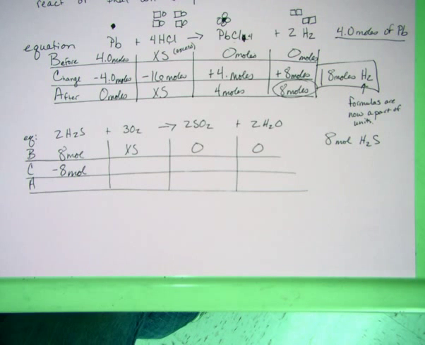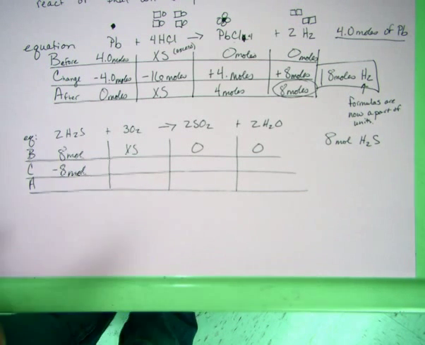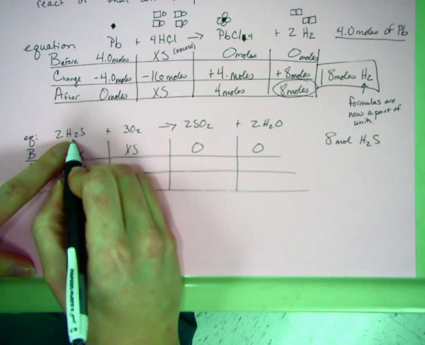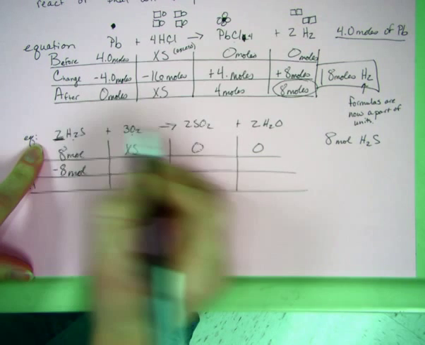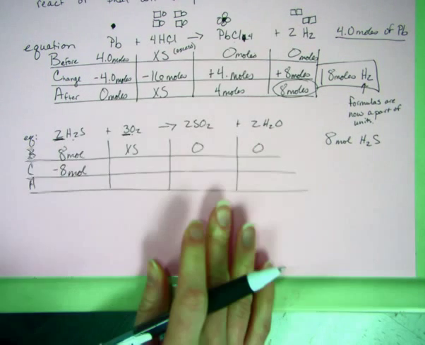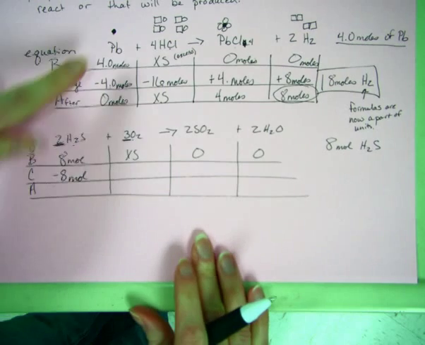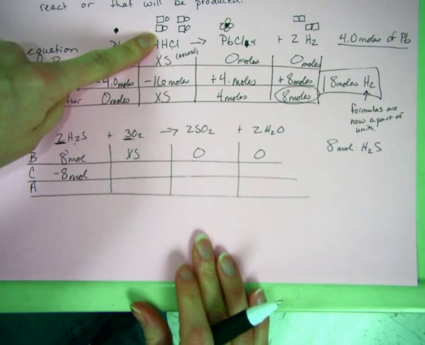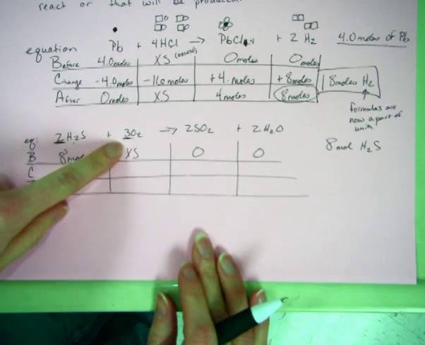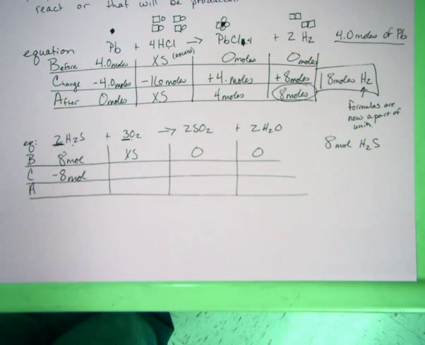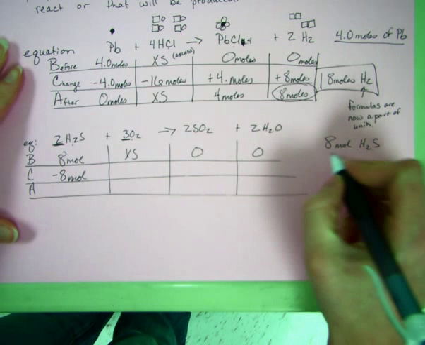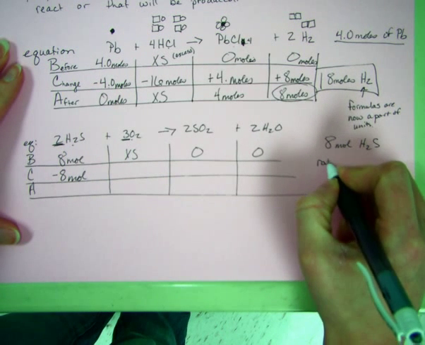Here is where the tricky part comes in. 2 of these need 3 of these. So we need 2 H2S's and 3 O2's. It's not the easy 1 to 4 that we had here. It is 2 to 3. So we need to come up with a way to relate those two together, and we relate that with ratios. So we are going to use ratios.